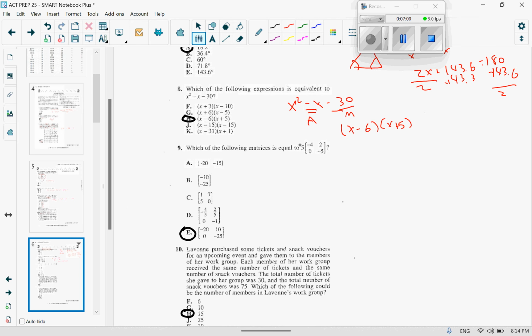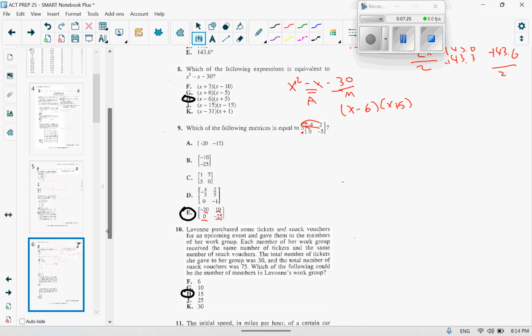Matrices, you probably haven't seen them very often. Whenever you have a number out front, it acts just like you think it does, and it just distributes everywhere. So 5 times -4 gives me -20, 5 times 2 gives me 10, 5 times 0 is 0, and 5 times -5 is -25. So that's just a distribution.